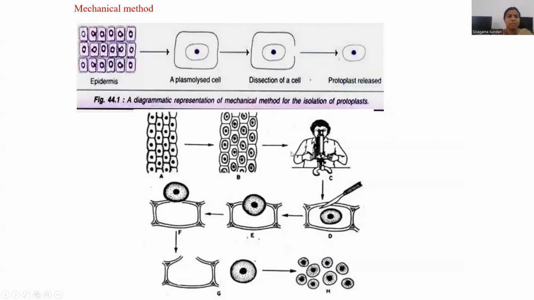Moving on to the mechanical method. The mechanical method is very tedious because you have to put the cell in a hypotonic solution. In the hypotonic solution, what happens? Water inside the cell will come out. That means exosmosis takes place. The protoplast will shrink inside the cell wall. So by observing through the microscope, you have to cut and remove the primary cell wall and secondary cell wall. Then you have to remove the protoplast. It is highly tedious. Because of this, it is not in current use.